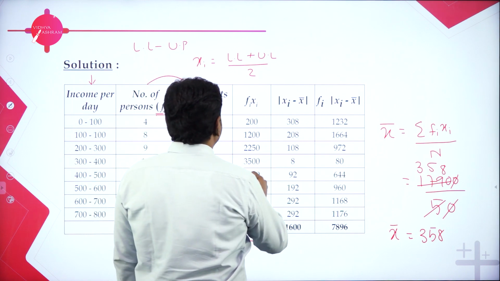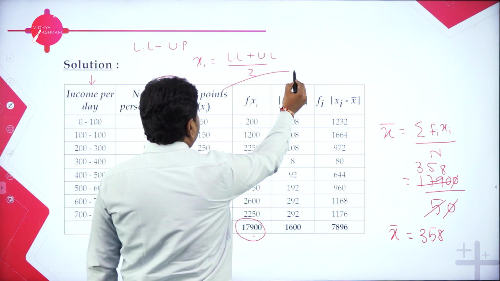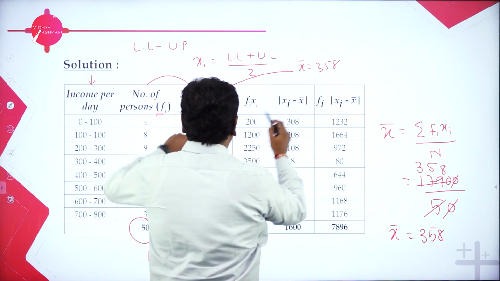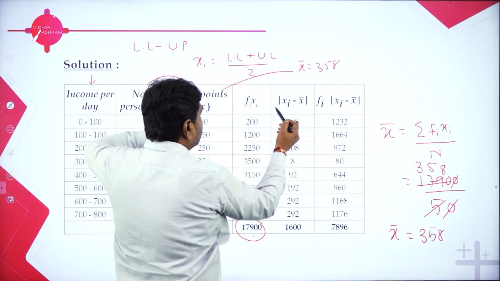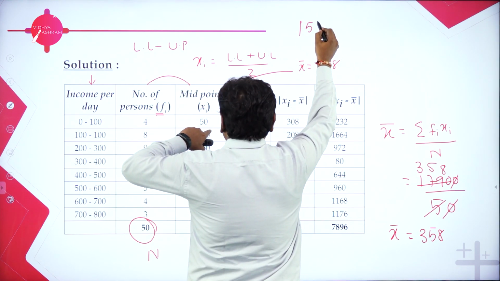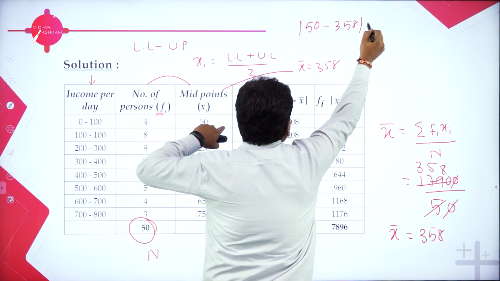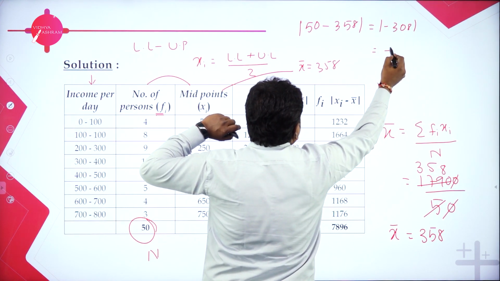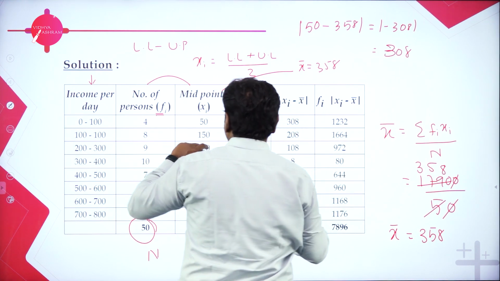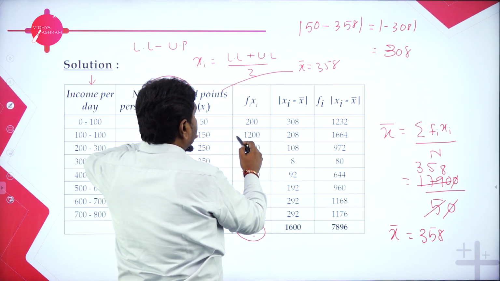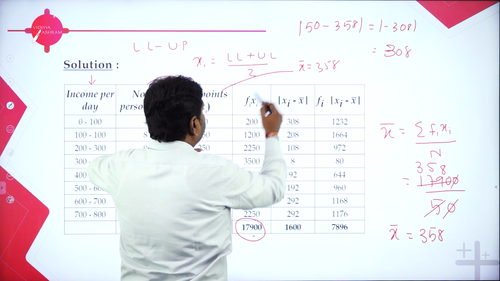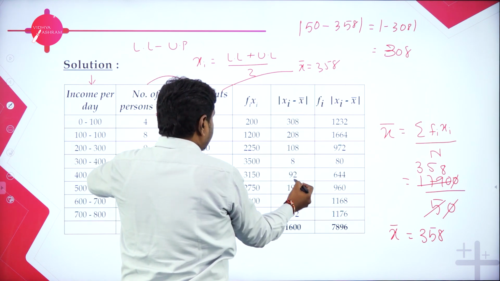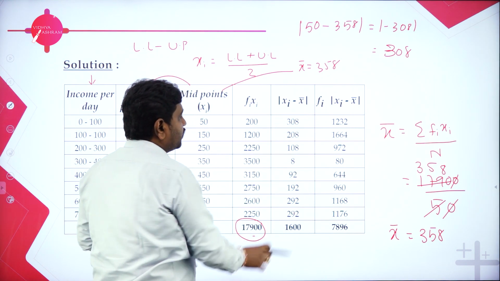So now x minus x bar. Every observation, you subtract with x bar. What is x bar? We got just now 358. So for each observation, 50 minus 358 is minus 308. Modulus of minus 308 is 308 positive. And then 150 minus 358, 208. 250 minus 358, 108. 350 minus 358, 8. 450 minus 358, 92. Like that, we'll get modulus of xi minus x bar.